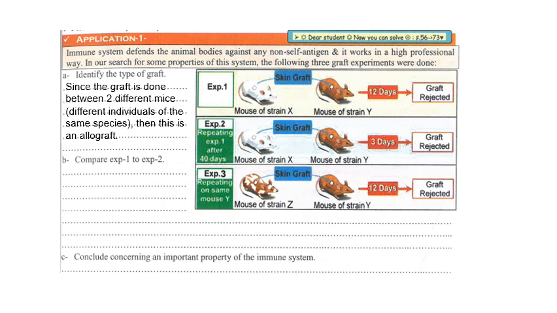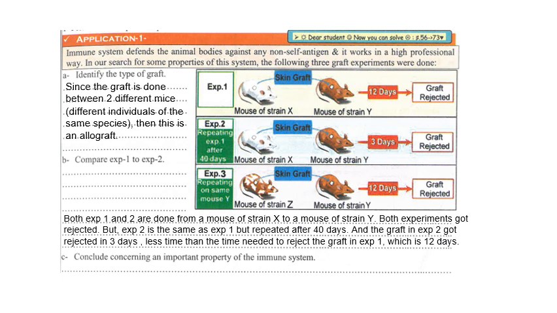Compare experiments 1 and 2. In experiment 1, the graft was rejected after 12 days. In experiment 2, they repeated the same experiment after 40 days, and it was rejected after 3 days. In comparison, we have to start from similarities, then move on to the differences. Here we don't have numbers to use, less than or greater than.